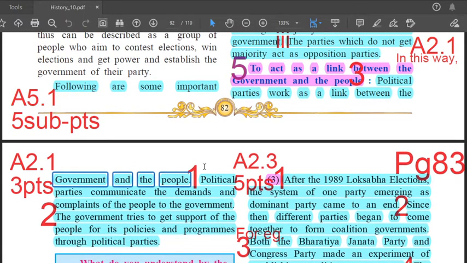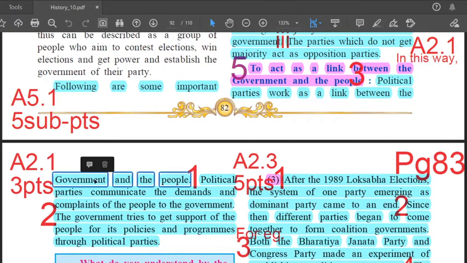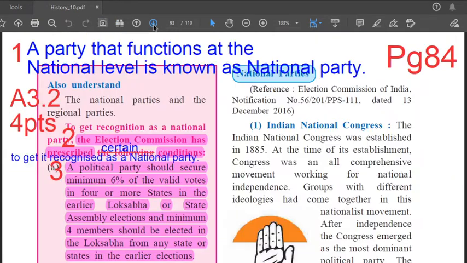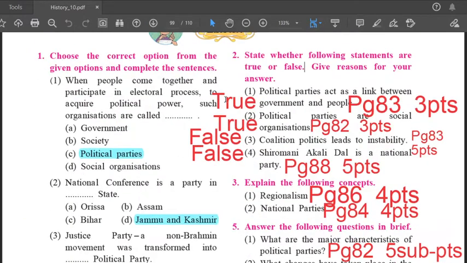So here there are 3 points. This is point 1, this is point number 2, and third point is on the previous page, last line, continuation again over here. Okay, so that is answer 2.1, which comprises of 3 points. Now we will go to question number 2.2. We will see the second statement.